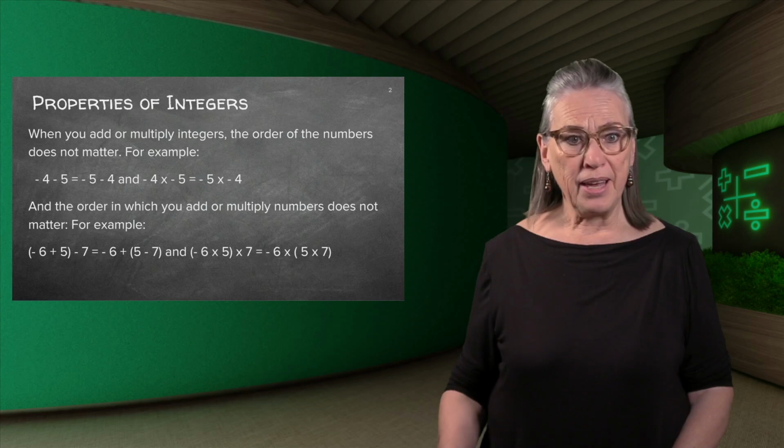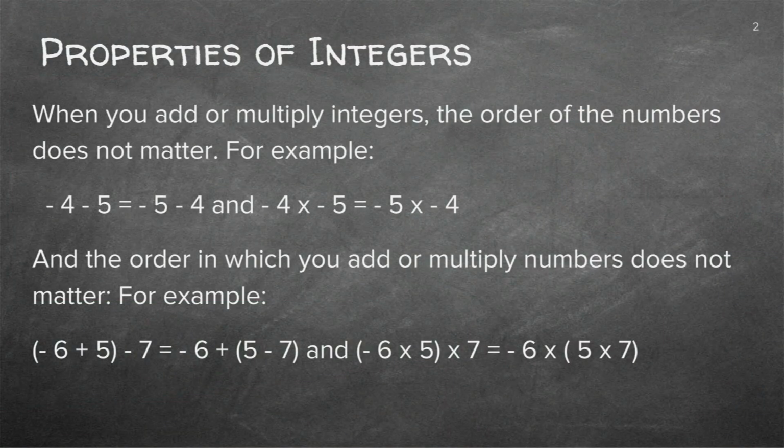We are still busy with integers, and today we are going to do the properties of integers. When you add and multiply integers, the order of the numbers does not matter. For example, -4 plus -5 is the same as -5 plus -4. And -4 times -5 will give you the same answer as -5 times -4.